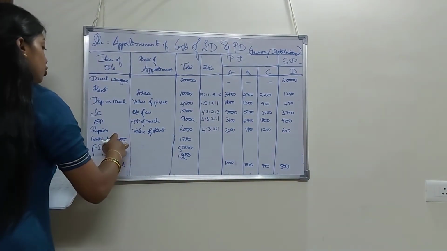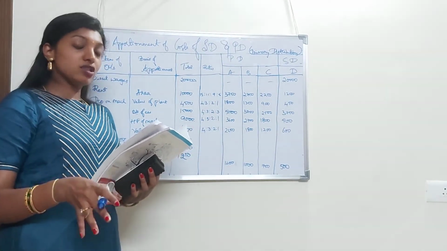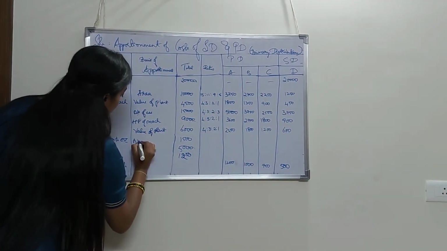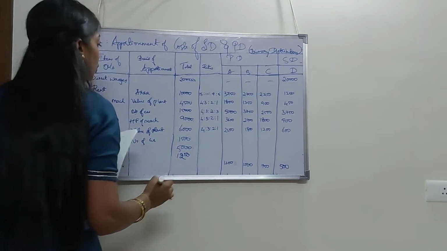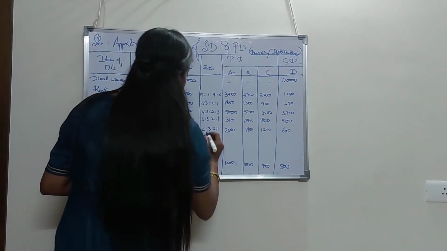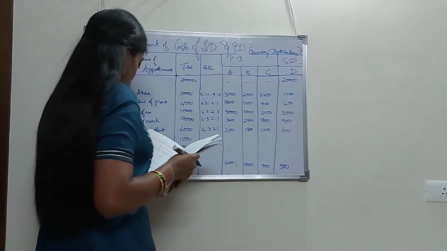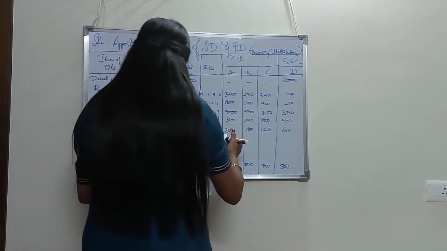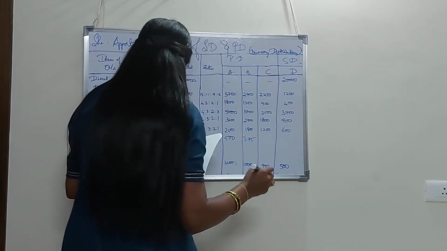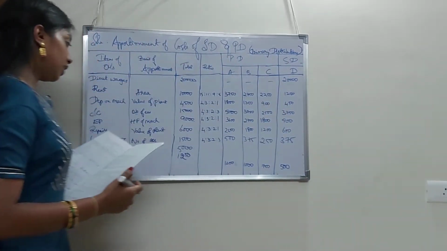Next, contribution to ESI. ESI is nothing but social security benefits. Social security benefits are given to employees. So, therefore, contribution to ESI, the basis of apportionment would be number of employees. We have already calculated for number of employees. What is the ratio? It is 4 is to 3 is to 2 is to 3. So, if it is 4 is to 3 is to 2 is to 3, then it would be 500, 375, 250, 375. Right?